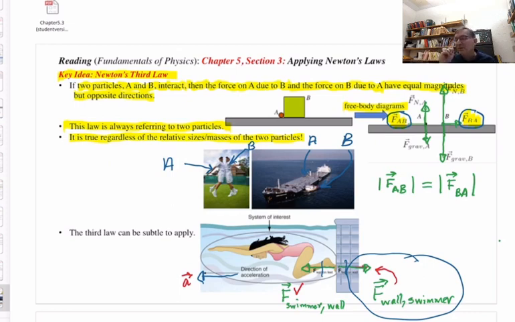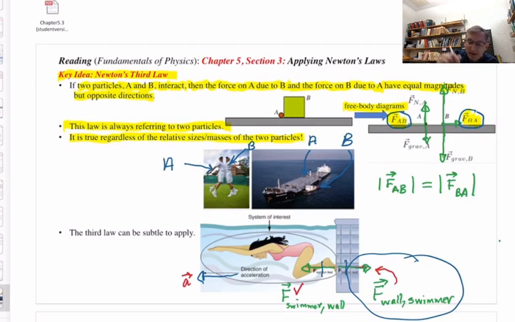You can always tell when the third law is being used or discussed because of the pattern I just invoked. You'll have a force on A due to B and a force on B due to A. Then you know force on A due to B, force on B due to A, equal magnitudes, opposite directions. But again, at the end of the day, the third law is just a tool to help us apply the second law.